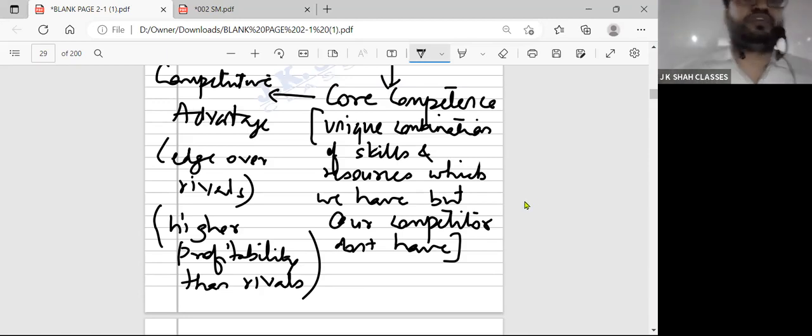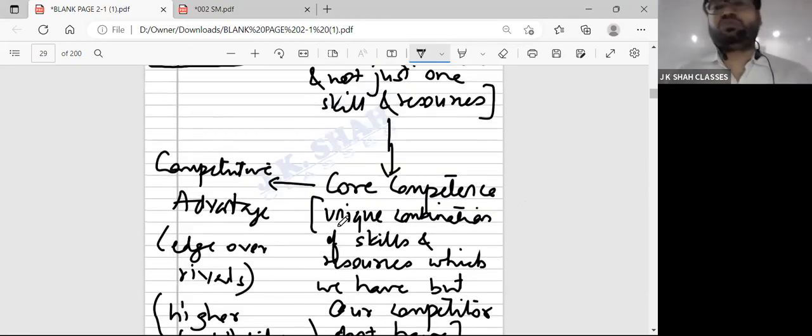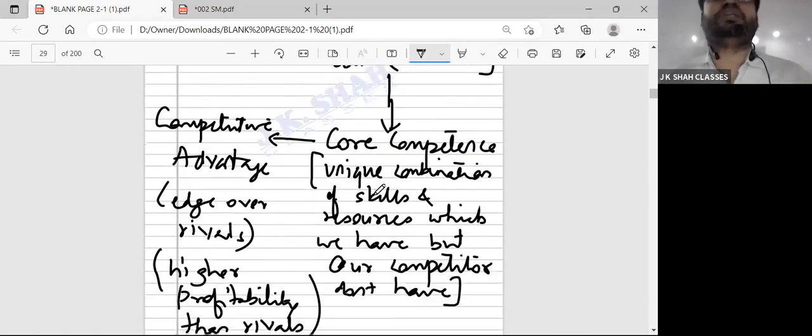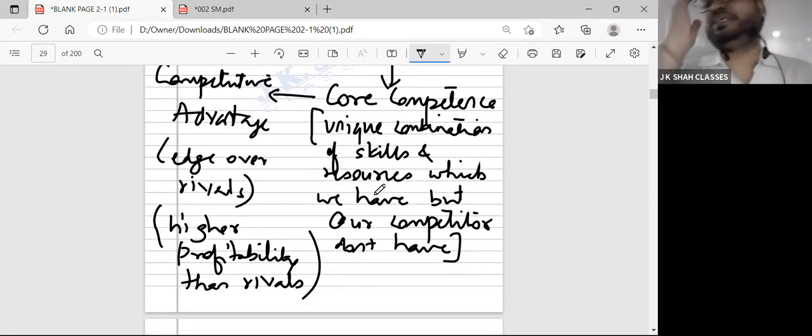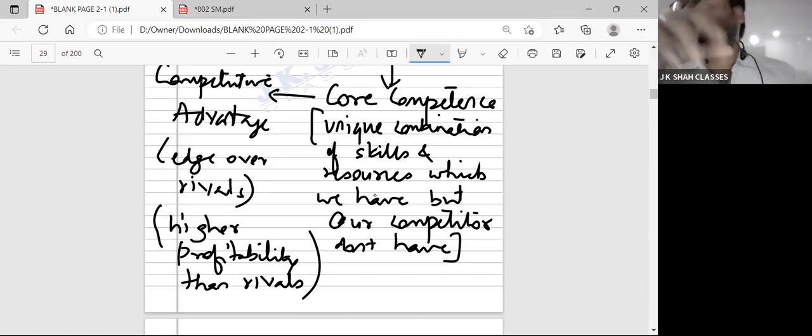Rivals, higher profitability. I'll explain. Just copy this on. Let's start. Now, what is this core competence? What is this competitive advantage? This concept was given by two individuals. Who are those individuals? C.K. Prahalad and Gary Hamel. C.K. Prahalad and Gary Hamel were the ones who introduced this concept of core competence.